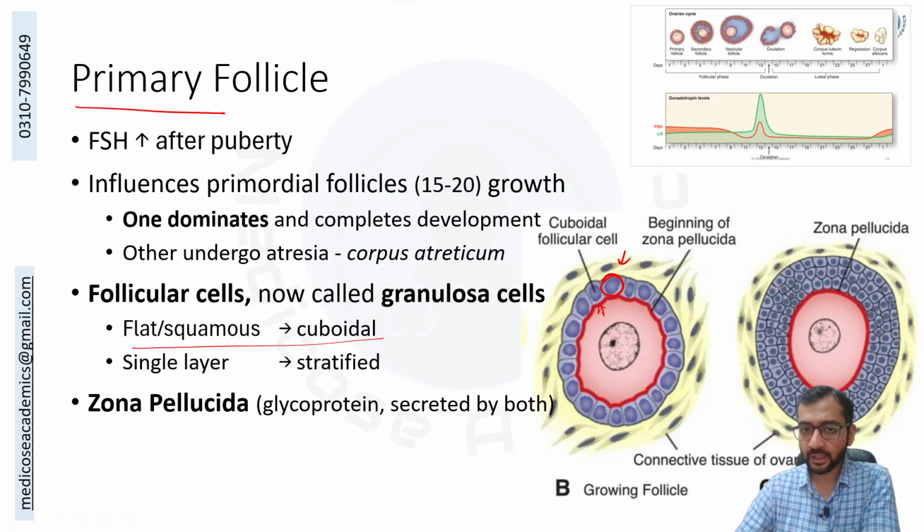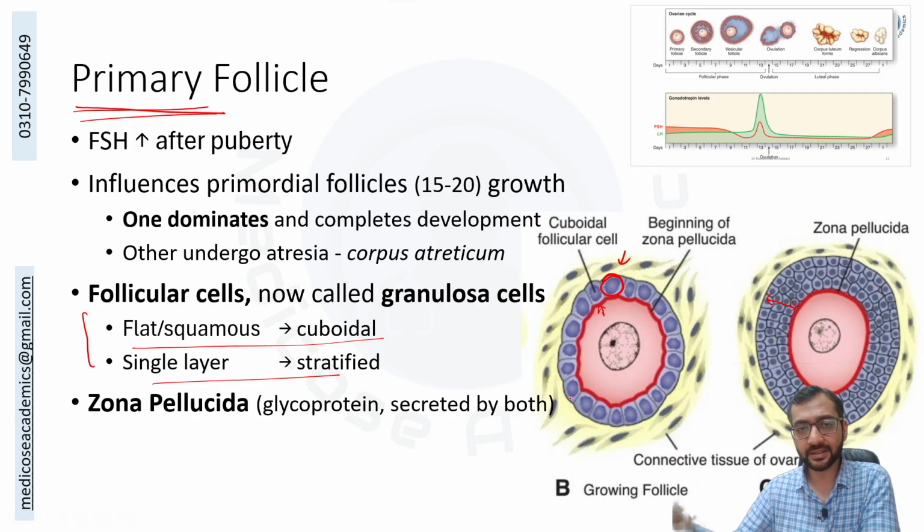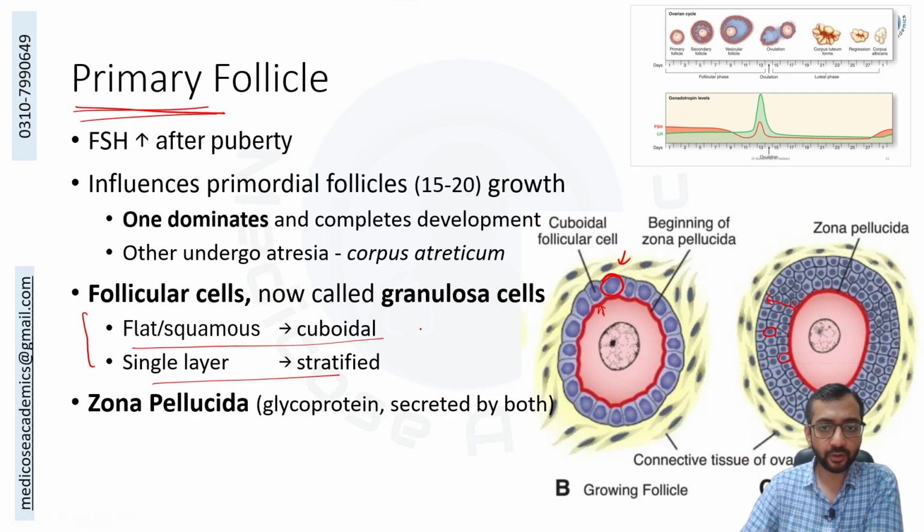As the growth continues, these follicular cells forming the single layer make up multiple layers. So from a single layer they go to stratified. Even when it goes from single to stratified layer, these are called primary follicles. Now one thing happens: after the stratification especially, the individual cells are no longer called follicular cells, they are now called granulosa cells.